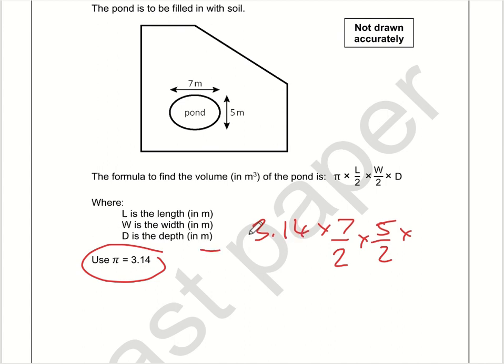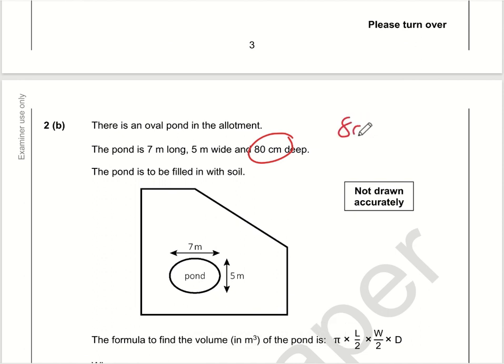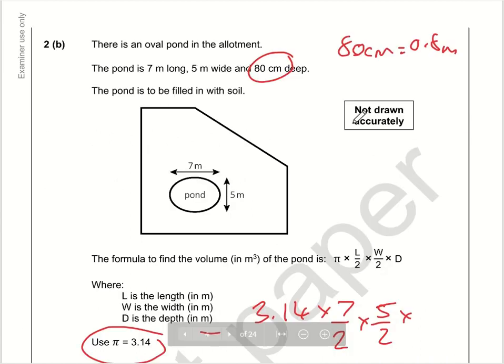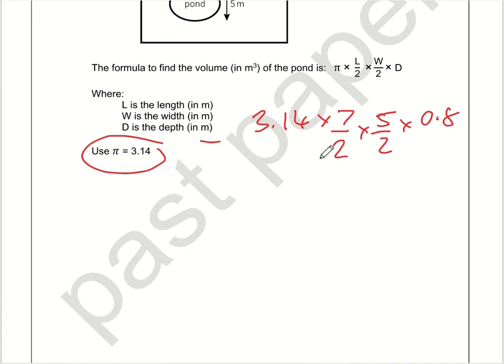Be careful because they've given us this in centimeters, and 80 centimeters is 0.8 meters. Remember, to go from centimeters to meters we are dividing by 100, so times by 0.8. If you're not sure how to type this into your calculator, you can simply type in 3.14 times 7 divided by 2 times 5 divided by 2 times 0.8. So that is 21.98, and that is cubic meters.